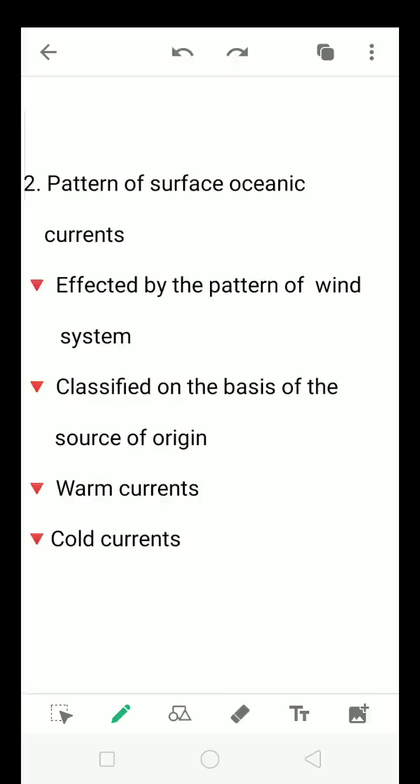After that, we will read about the second type of the movement of the water in the oceans, and this is called pattern of surface oceanic current. The pattern of surface oceanic current is affected by the pattern of wind system. Surface oceanic currents are classified on the basis of source of origin into warm and cold currents. Warm currents originate from the equatorial and tropical regions, while cold currents originate from the polar region.